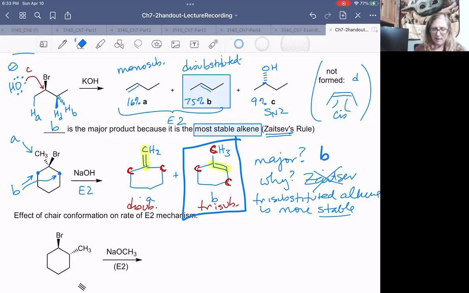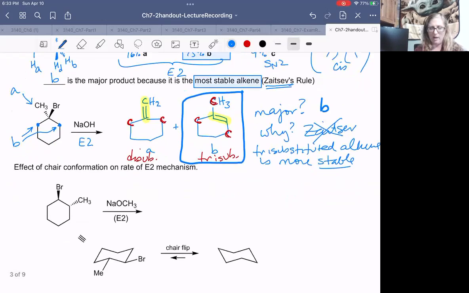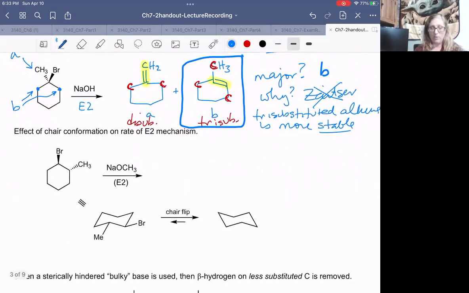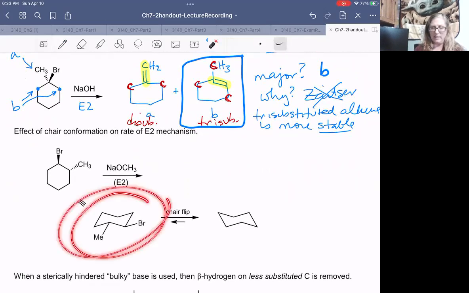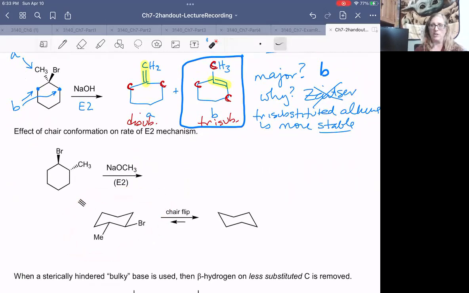Okay. So let's take a look at one more example here. This next example is when we have a leaving group on a cyclohexane, because remember the way a cyclohexane really is a chair conformation. So let's take a look at that and see, does that have any impact on this reaction? Okay, so let's predict the product here.